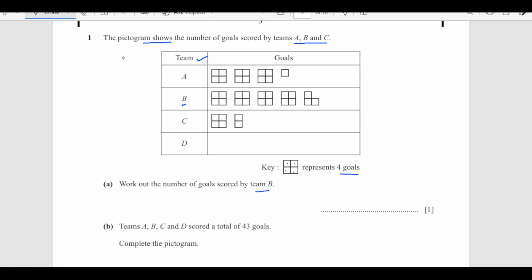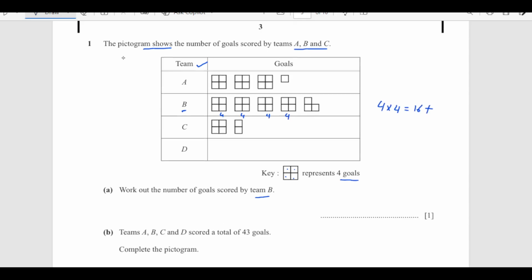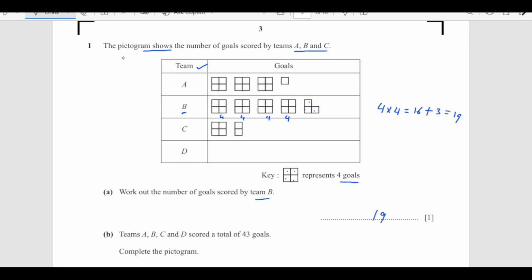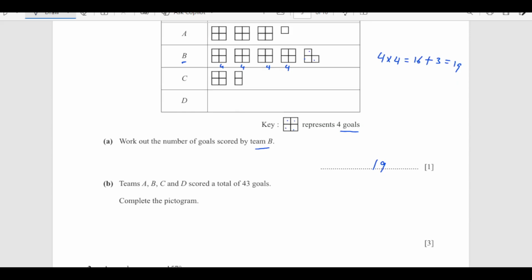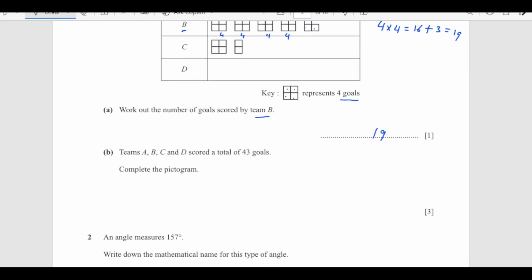So team B is here. You can see this is 4, 4, 4 and 4. So it's 4 times 4, it is 16. Then we have plus, these are 1, 2, 3. So 3, it is going to be 19. As 4 small squares equal 4 goals, then 1 small square is equal to 1 goal.